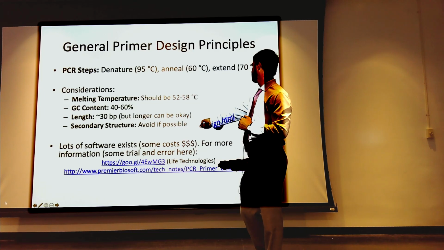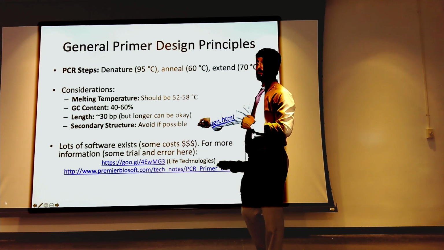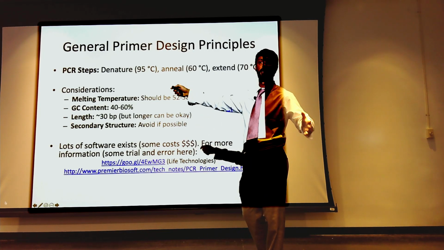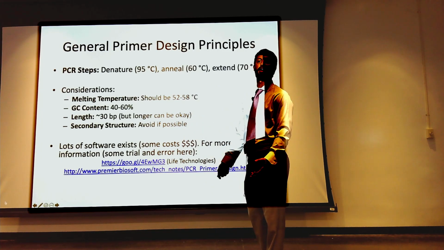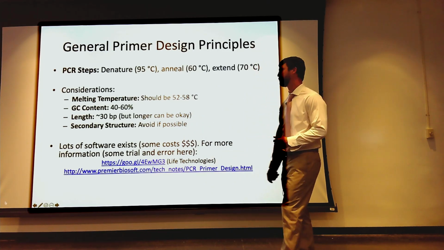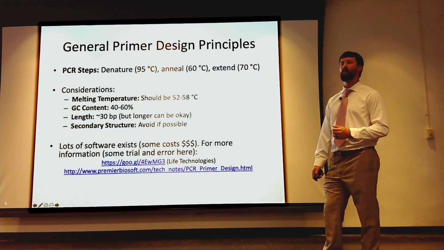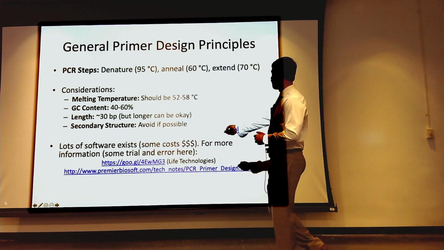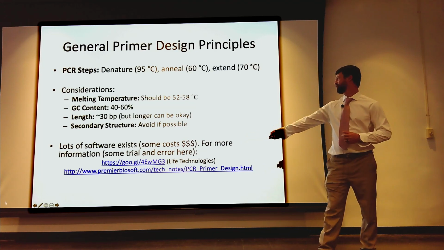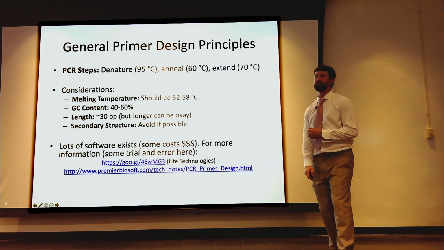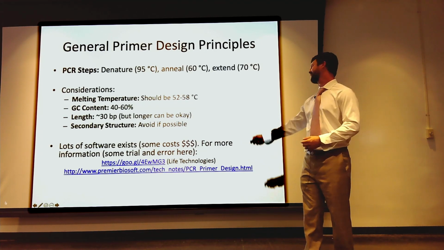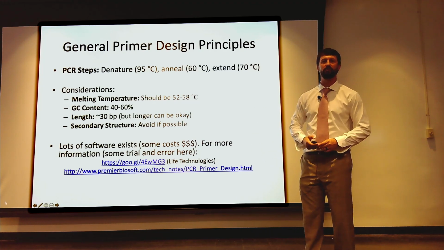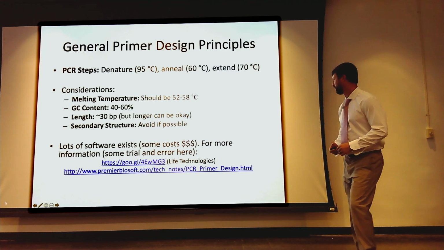About 30 base pairs. You can go a little longer, but remember I mentioned that when you go much longer, you start to introduce the probability of other secondary structures: more loops, more problems, more unwanted populations from laying down and binding. Avoid secondary structure. Lots of software exists. You could spend a fortune, but unless you're in a nucleic acid lab, there's enough freeware to do just about anything these days.